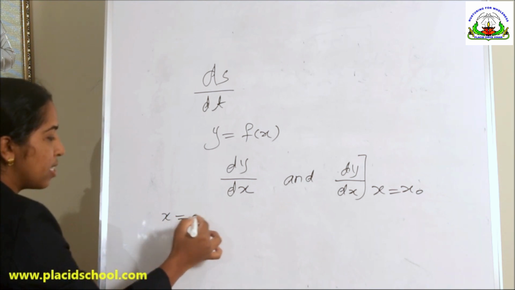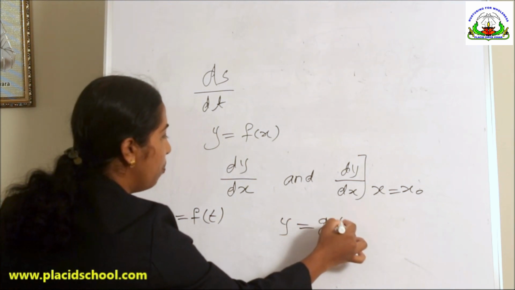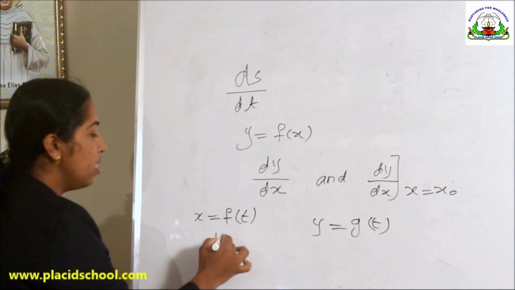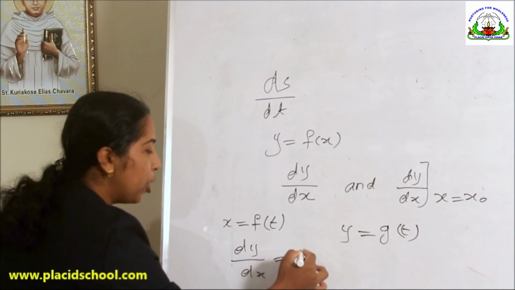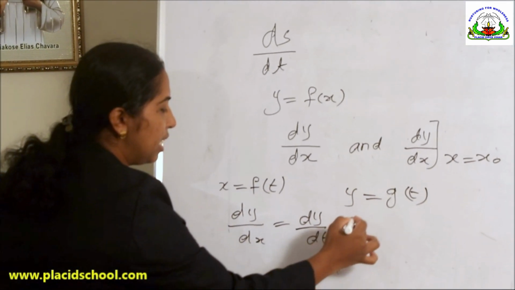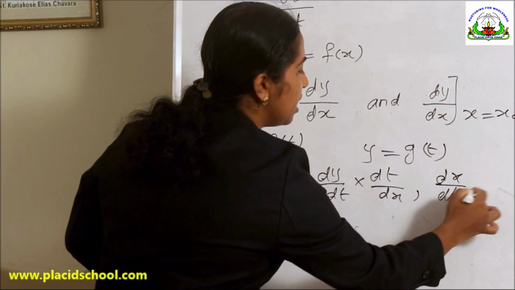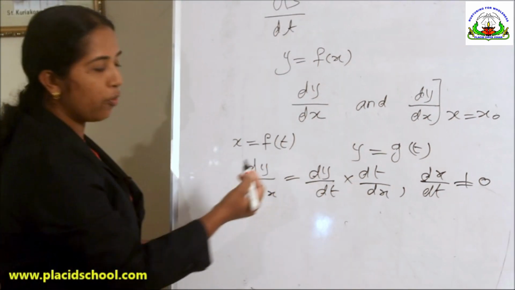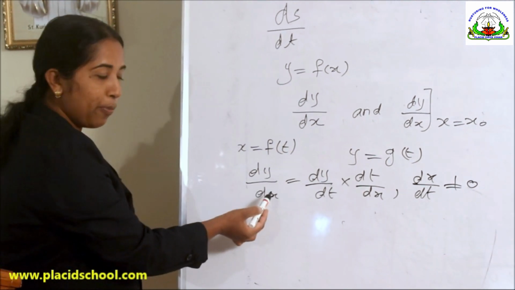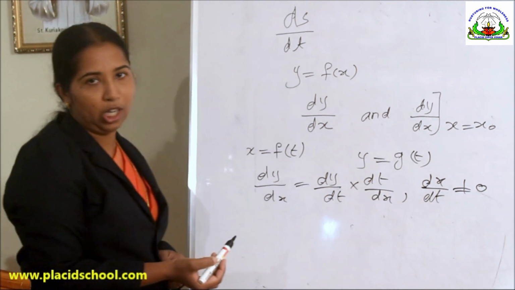Further, if x and y are functions written in the parametric form, that is, if x and y are functions in t, then dy by dx can be computed using the formula dy by dx is equal to dy by dt into dt by dx, provided dx by dt is not equal to 0, which is actually our chain rule.